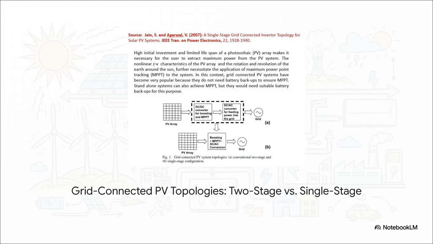Transitioning over to solar for a second, we run into a really unique challenge: pulling maximum power out of photovoltaic arrays. Since a PV array has nonlinear characteristics and the Earth rotates, we have to use something called maximum power point tracking, or MPPT. There are two main setups for grid-connected PV systems: the conventional two-stage and the single-stage configuration. By using these super precise power conditioning systems, we can extract the absolute optimal amount of power and feed it directly into the AC grid. No bulky battery backups required.